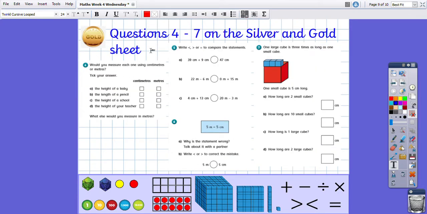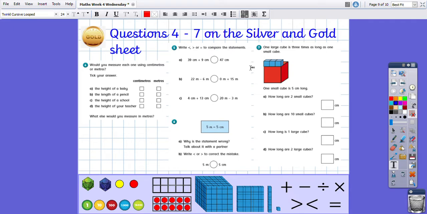Gold, you're doing questions 4 to 7. So you've got that question where you have to tick centimetres or metres. You then need to compare the statements with the greater than and less than, but you've got some addition to do, so you might want to get drawing some number lines. Question 6, why is the statement wrong? Okay, it says talk about it with a partner, but I'd like you to write a sentence so I can see your understanding. And then you need to correct the mistake with the greater than or less than sign.